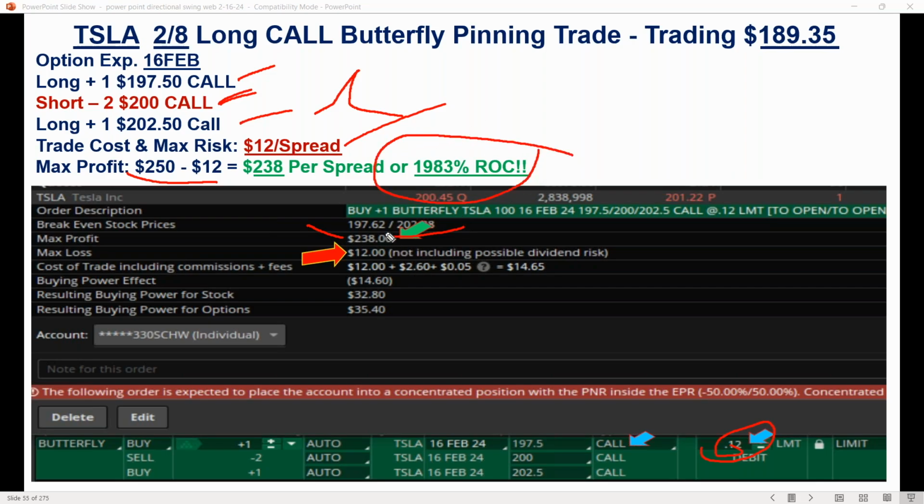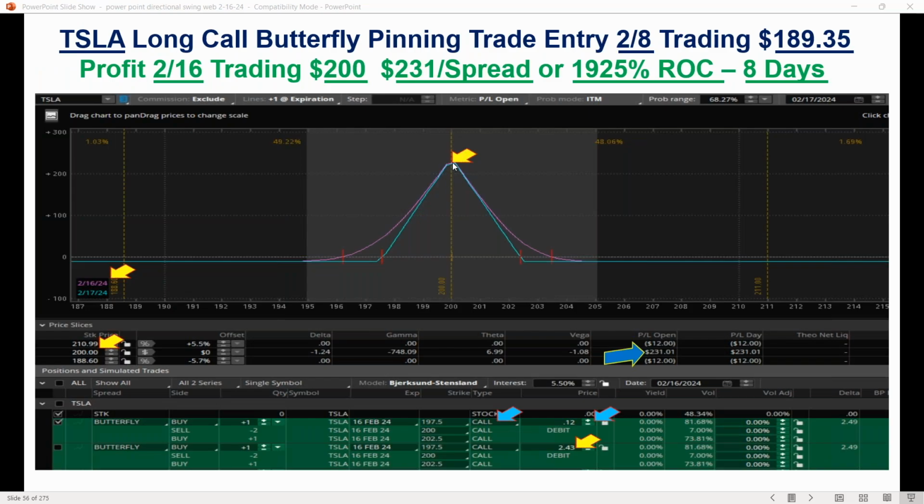It actually pinned at 200. So at expiration this was up exactly $238, which is the first time I've ever seen that, actually. So here's the trade. So here it was trading here at $200, right? On Friday. And this was right before the close of the day. You can see right up at the top of the tent.